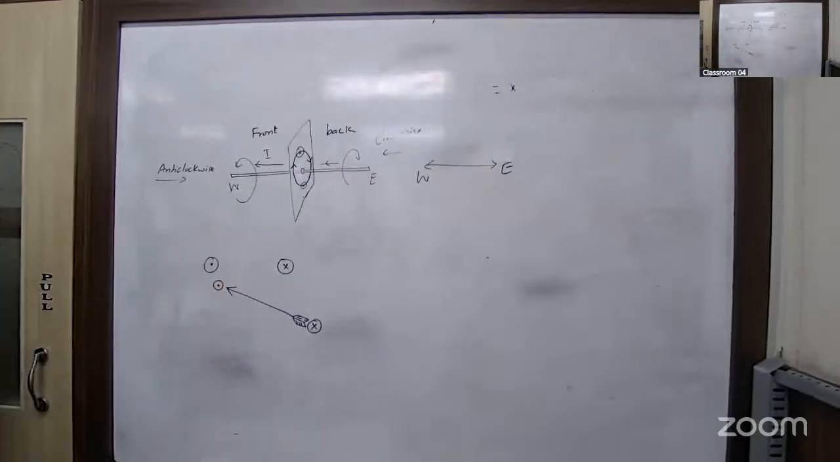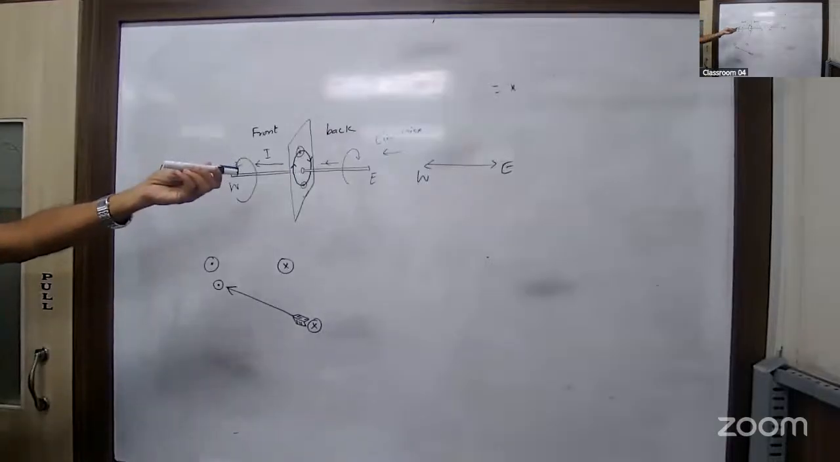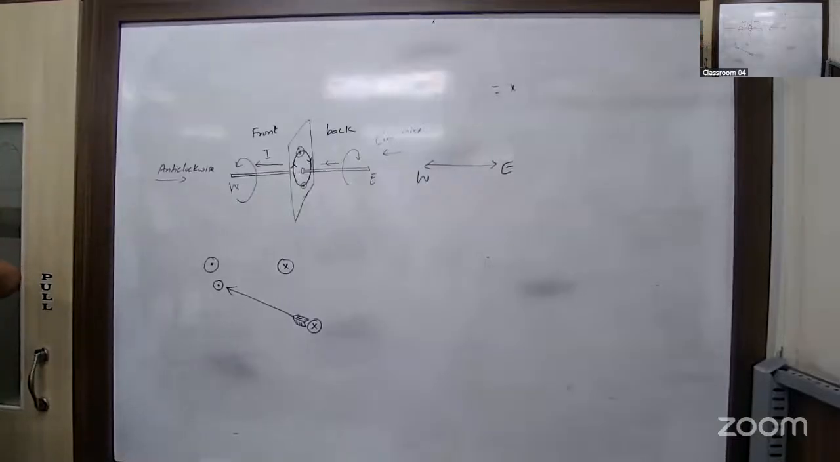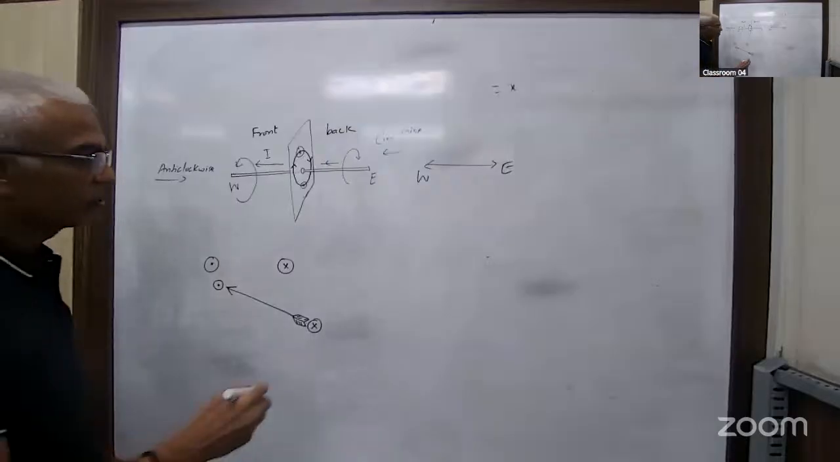That means dot. When it is a dot, the arrow is coming towards you. This is the sign convention. Dot means coming towards you. Cross means going away from you. So if you are seeing the tail, it is going away from you. Cross. If it is a dot, coming towards you. Understood?